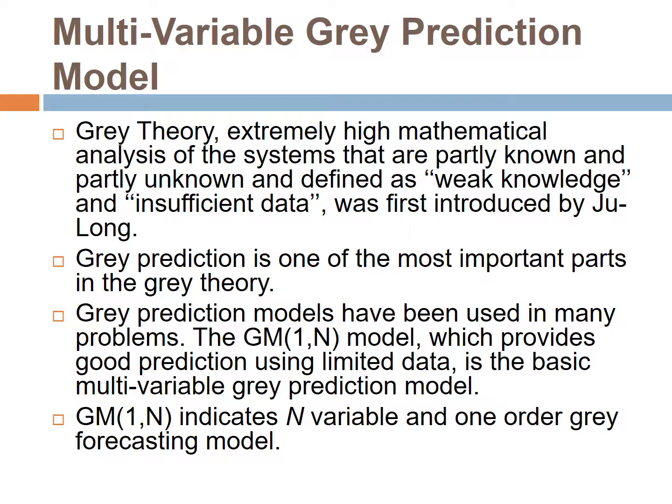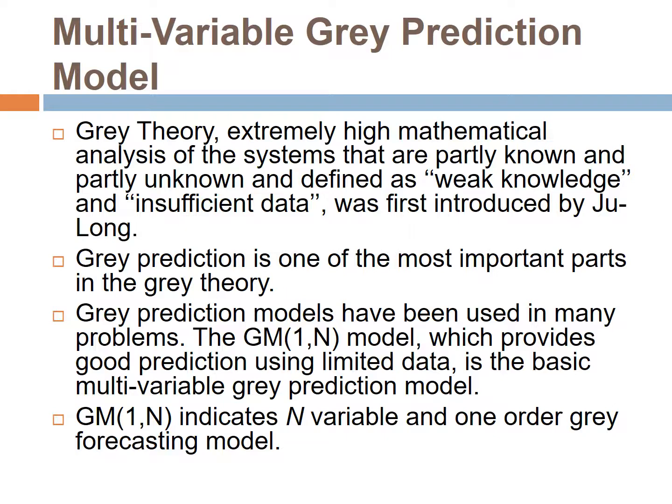Also, in this study, we have used a multivariable gray prediction model. Gray theory is a mathematical analysis of systems that are partly known and partly unknown, defined as weak knowledge in gray theory and insufficient data, and it was first introduced by Deng Julong. Gray prediction is one of the most important parts of gray theory. Gray prediction is a different type of prediction method based on gray theory.